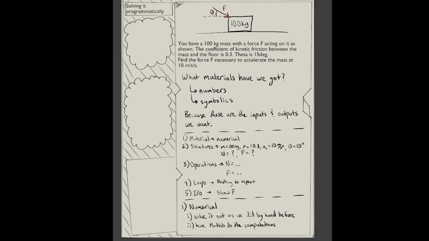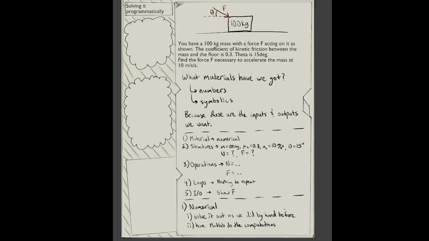We don't have repeated operations we're trying to do. If we wanted to go through and do some operation over again, or do something again and again for whatever, we would use a loop. Then we have our IO. In this case, very simple. We wanted to solve for F, so we would show the F. And again, this is the numerical.